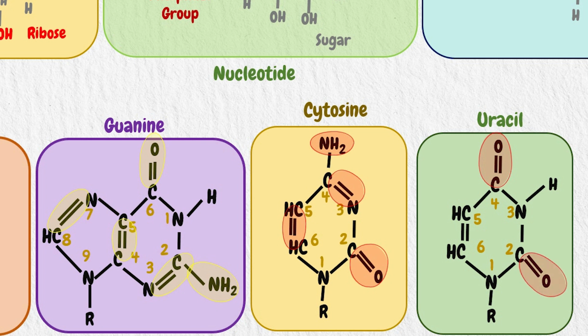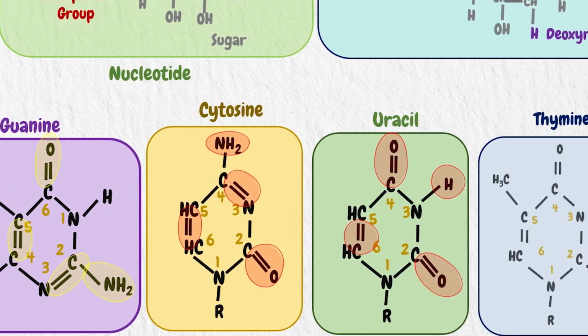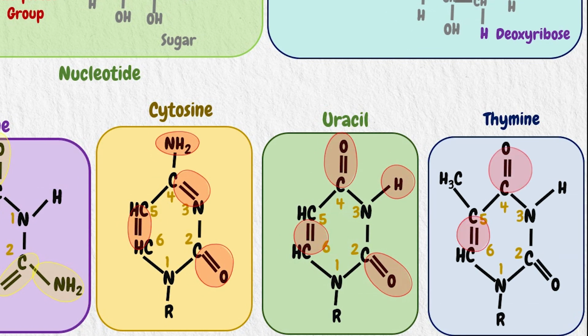So a total of 2 carbonyl groups are present, with a double bond at position 6 and 5, but not between 4 and 3. So a hydrogen is attached to nitrogen to fill its valency. This is the structure of thymine, with a double bond between position 5 and 6. It also has 2 carbonyl groups, hydrogen attached to nitrogen at position 3, but a methyl group is also present at position 5.